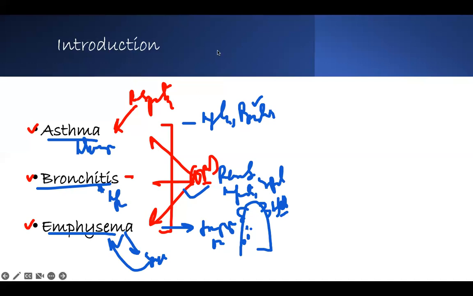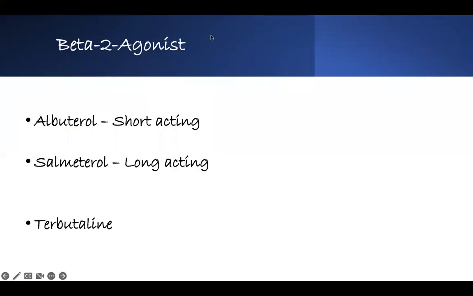The problem is it's very difficult to treat. So there's a lot of medication. So all these people will take multiple medication to treat their problem. So we'll talk about some of them quickly. I'll be using asthma as an example.